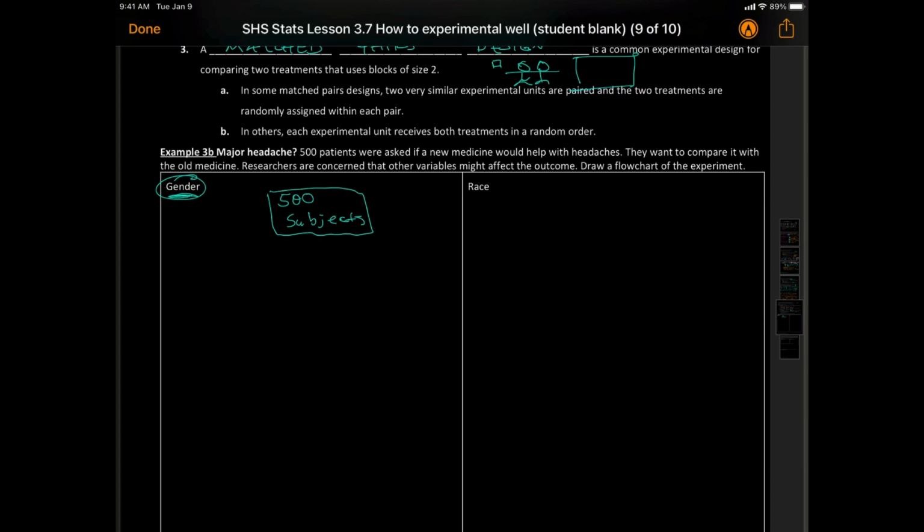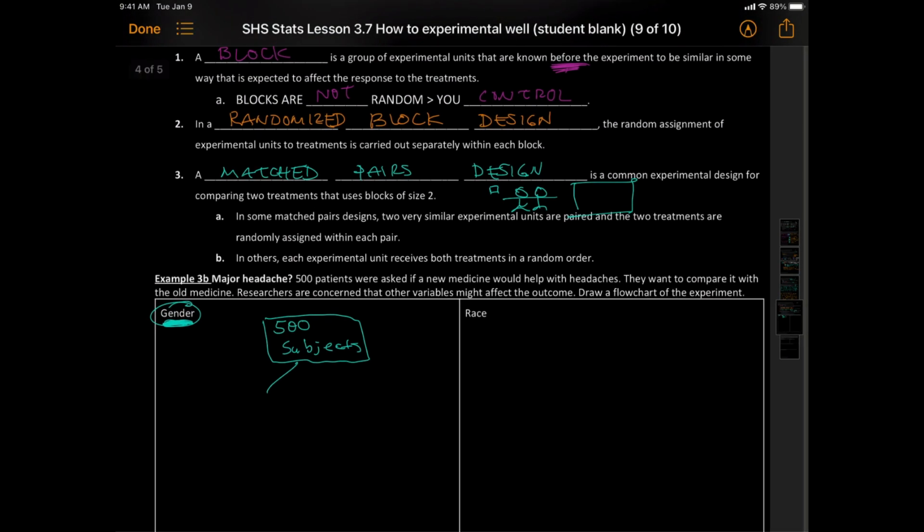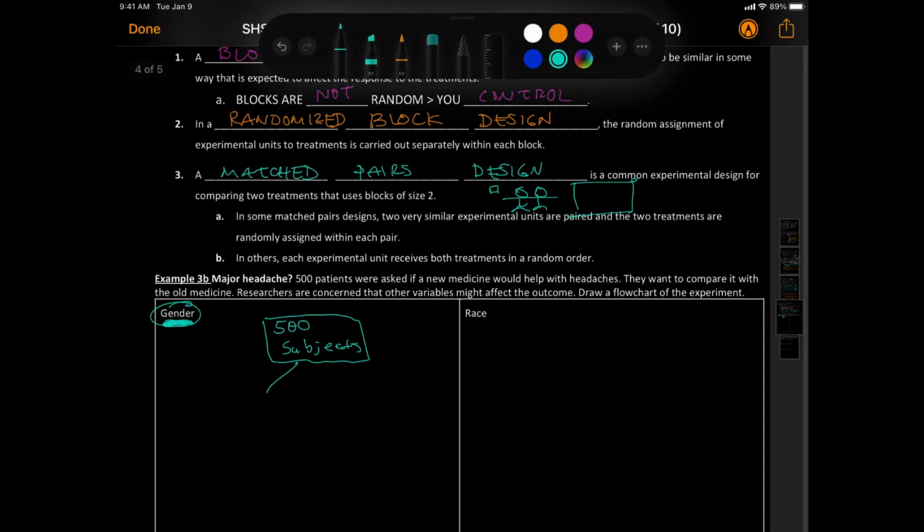So they're concerned that gender might affect this new medicine. So what do we do? We do this one up here. Number 1, we're going to do a block. So let me do the same color. Colors, where are you? There you are. So block. Well, what are our 2 blocks? Well, you can separate. Gender is male and female. Okay, those are our blocks.